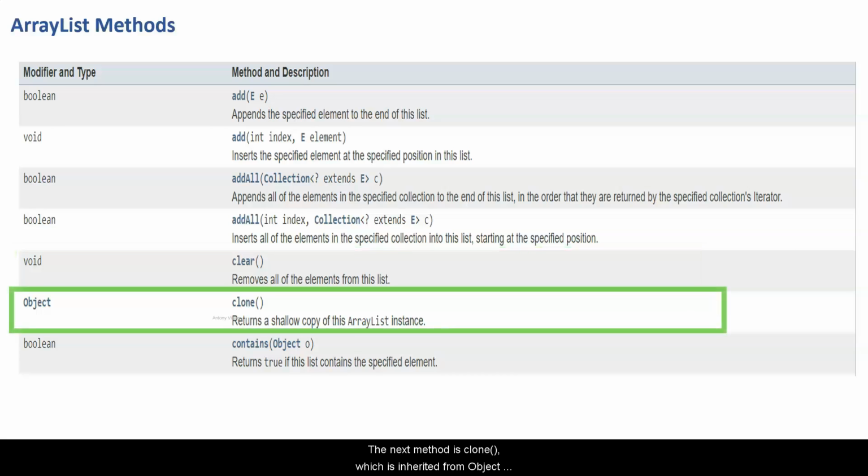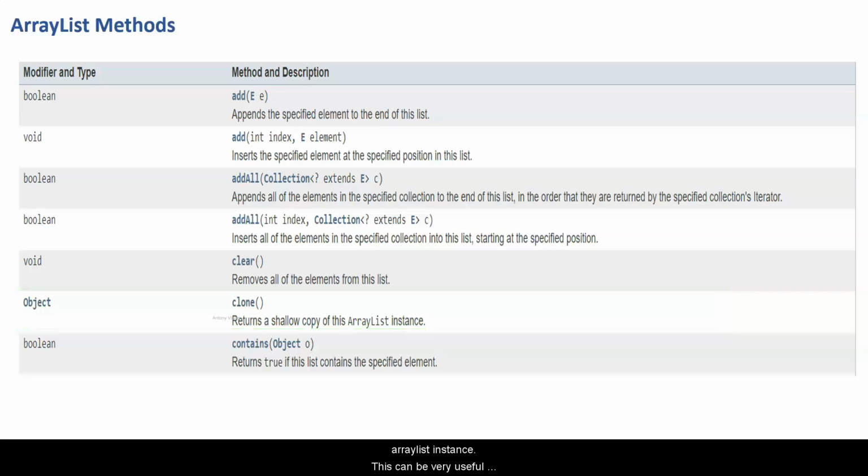The next method is clone, which is inherited from the Object class. It returns a shallow copy of the ArrayList instance. This can be very useful because ArrayList is a group of object references, and any change directly changes all the instances of ArrayList, but not the cloned instance.